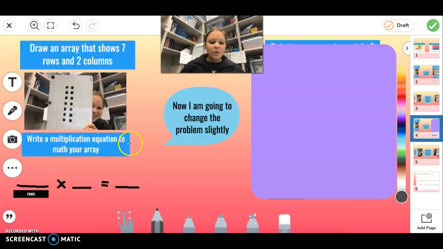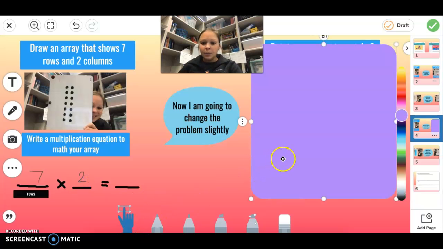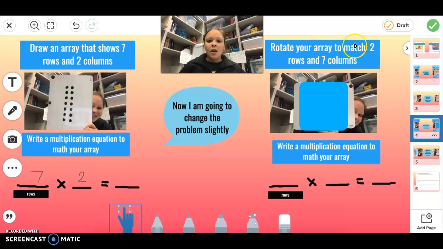So let's write a multiplication equation to match this array. Well, my first factor is going to be the number of rows. And again, we have 1, 2, 3, 4, 5, 6, 7 rows and 1, 2 columns. So here we have 7 times 2. We're going to wait to solve that.